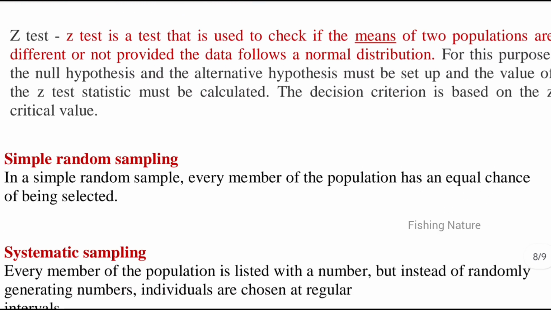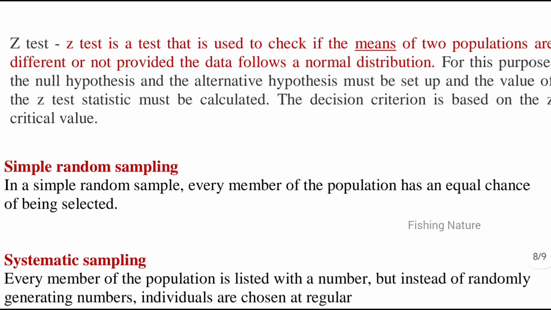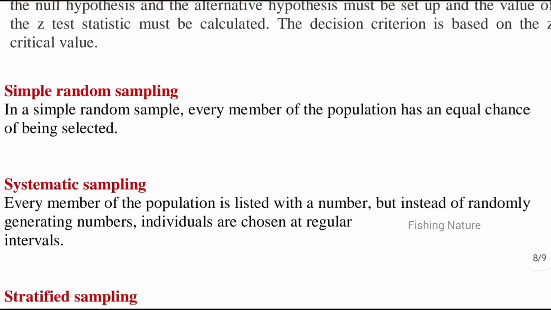The z-test is a test used to check whether the means of two populations are different or not, provided the data follows a normal distribution. For this purpose, the null hypothesis and the alternative hypothesis are set up and the value of the z statistic must be calculated. The decision criterion is based on the z critical value. Using the z test, we can calculate the population value.